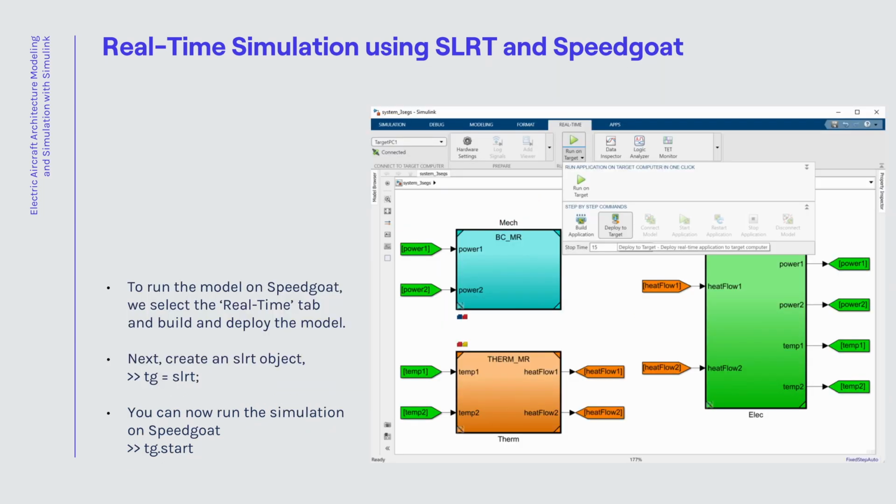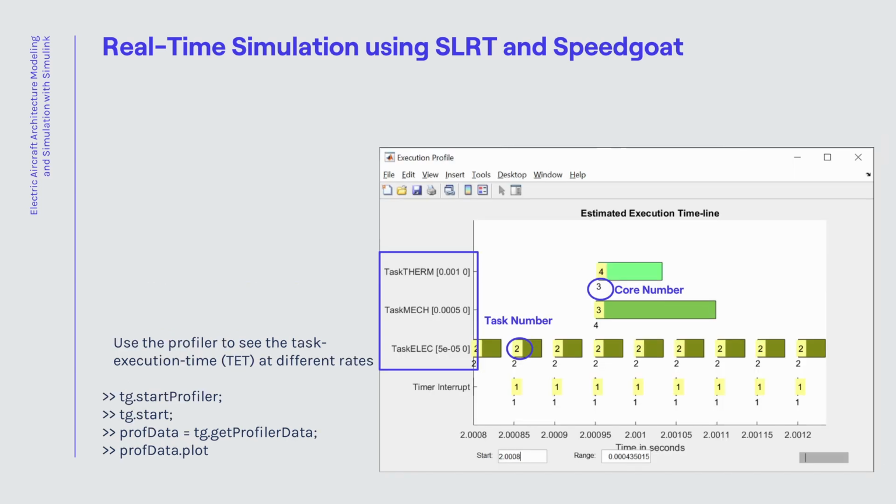After the model configuration, we can build and deploy the model from the real-time tab and do what we have done before. We create the SLRT object and then interact with Speedgoat through that object. We now take this system and look at the task execution times. At the execution times, we have parity with the last system, so I have actually done it to reflect what was done with the implicit concurrent execution. So you can see now we have the three tasks: task elec, task mech, and task therm.